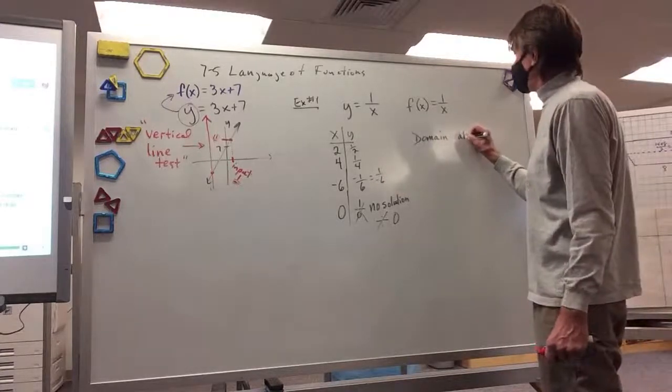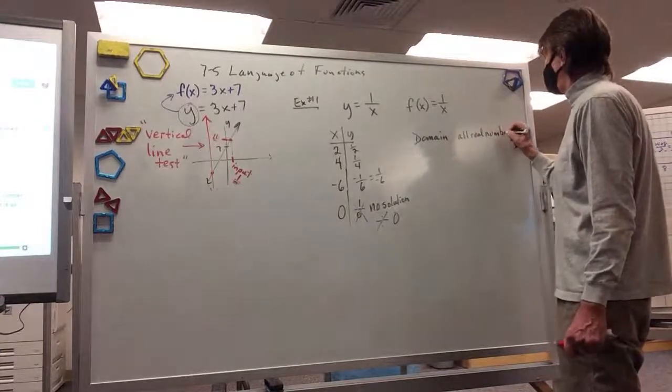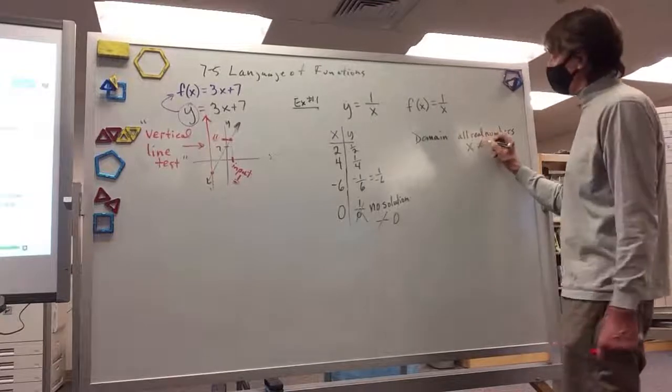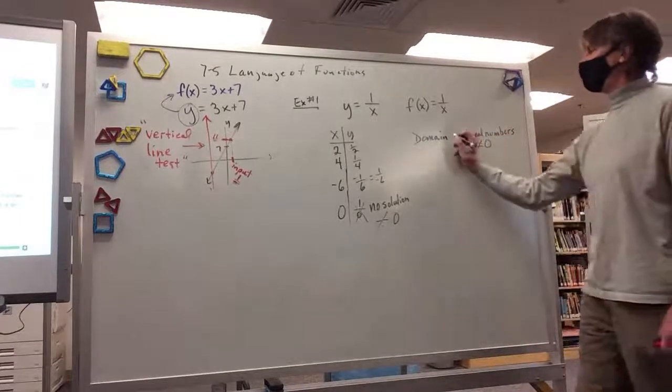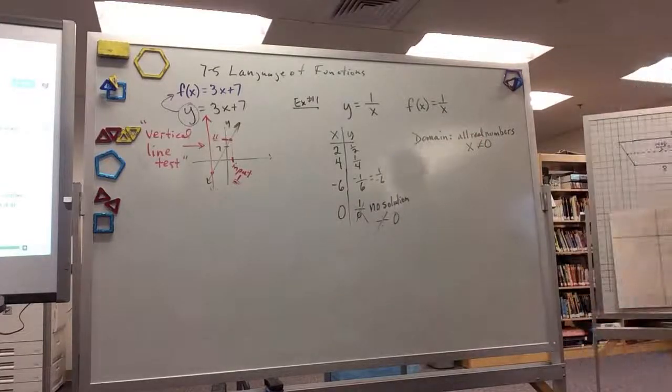It's going to be all real numbers. However, x may not be equal to 0. That's how we write the domain. And then there, when the value of x is 4, we've got that written down already. Y is 1/4.